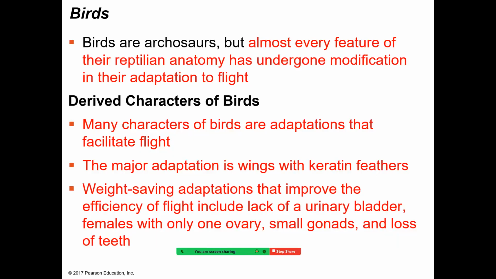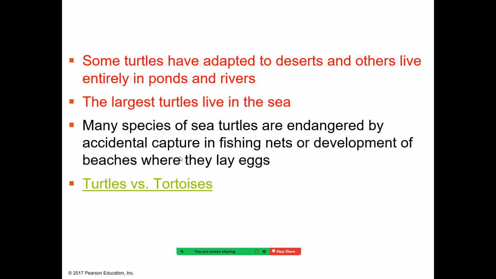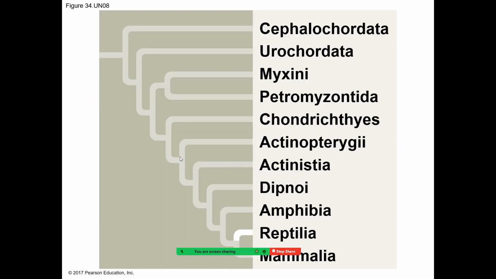All right, we're going to pick back up with part 3 of chapter 34. So, looking at birds. Birds are archosaurs, but almost every feature of their reptilian anatomy has undergone modification in their adaptation to flight. Let me go back here.